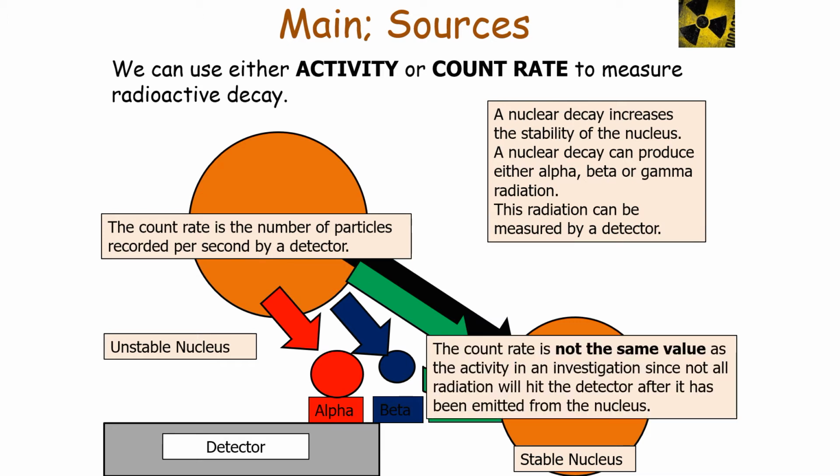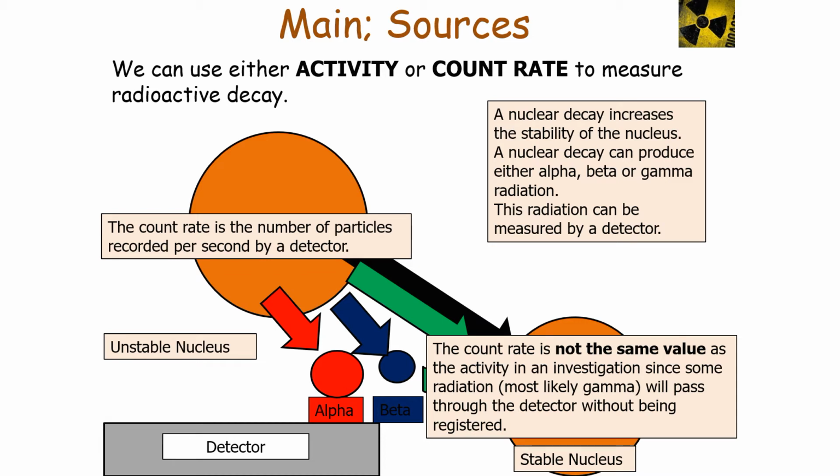Now it's important to note that the count rate is not the same value as the activity in an investigation, since not all of the radiation will hit the detector after it's been emitted from the nucleus, because the radiation will be emitted in all directions but the detector is only placed in one place. Secondly, the count rate is not the same value as the activity, since some radiation, most likely gamma, will pass through the detector without being registered.